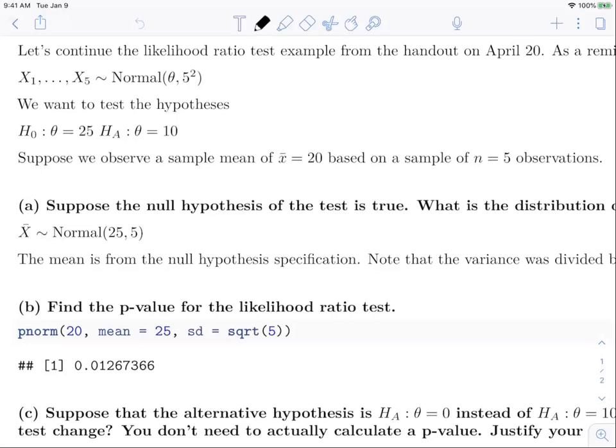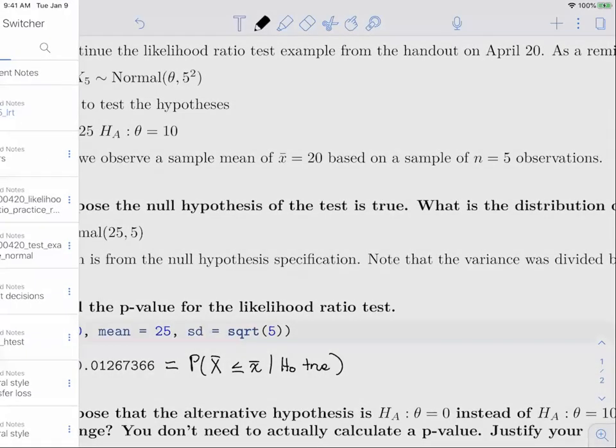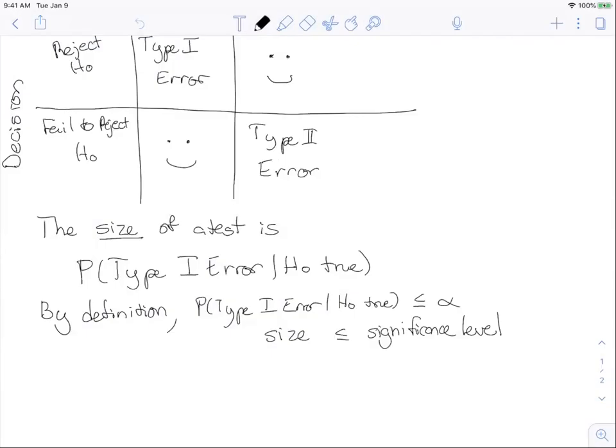So this quantity is the probability that x bar, the sample mean as a random variable, is less than or equal to the observed x bar, given that the null hypothesis is true, which is what we showed was the way to calculate a likelihood ratio test for this example. And this p-value is 0.0127. So that's the setup that I want to work with in this example.